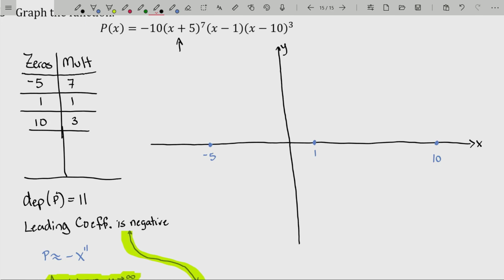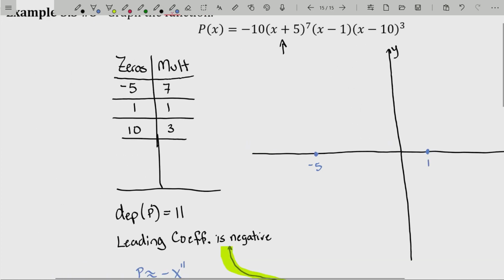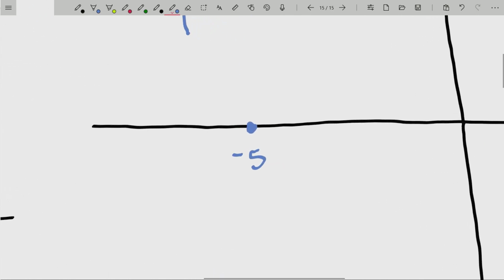All right, so I know that it starts high and ends low. That's the end behavior of this. So I'll go ahead and take a look at each of the zeros. I know it starts high, and I want to fall and approach the 0 at -5. And when it does, it's going to look like a 7th degree polynomial, so like an odd degree polynomial, but very flat.